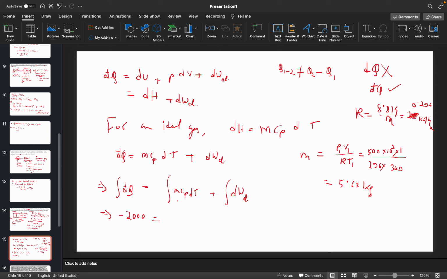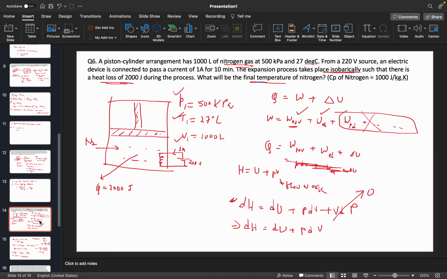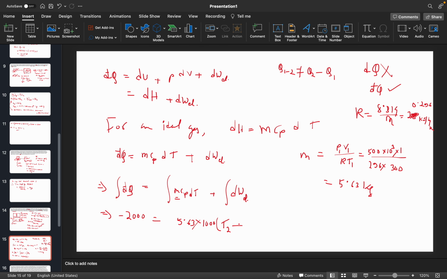This mass will be constant throughout the process, so I can take it out from the integration. Cp is constant, I can take it out from the integration, and then dT will be nothing but T2 minus T1. So 5.63, and my Cp value is given as 1000. And I have to calculate T2. I know the value of T1, it will be 27. Since I put in degree Celsius, it will come as degree Celsius.